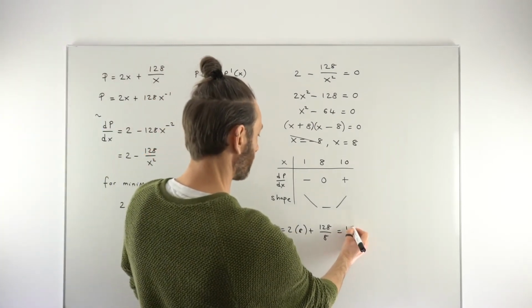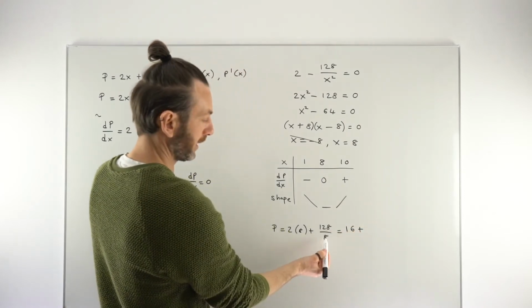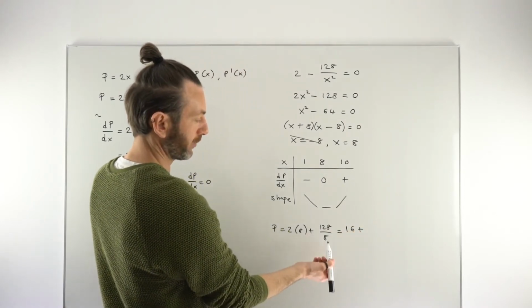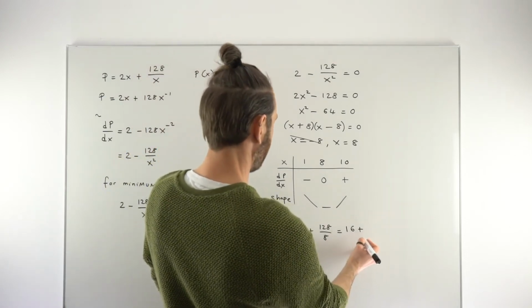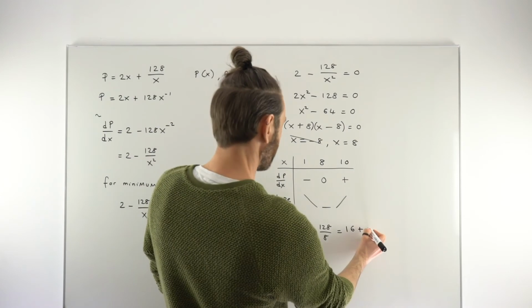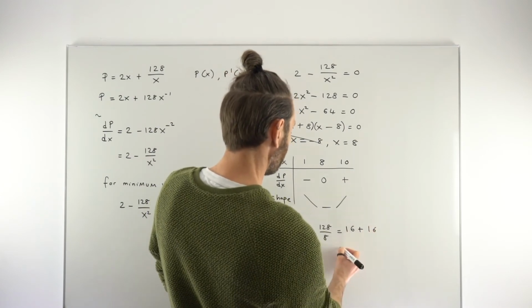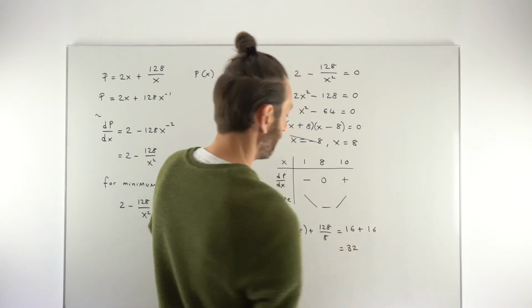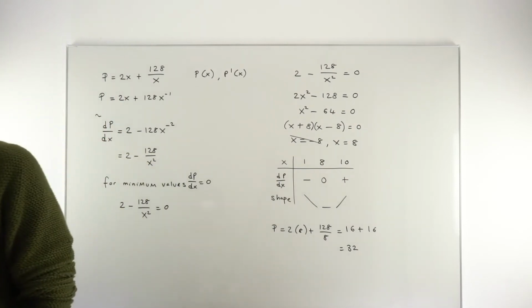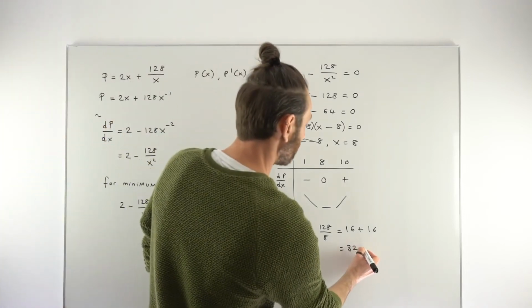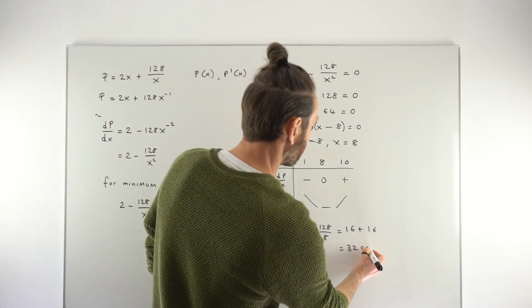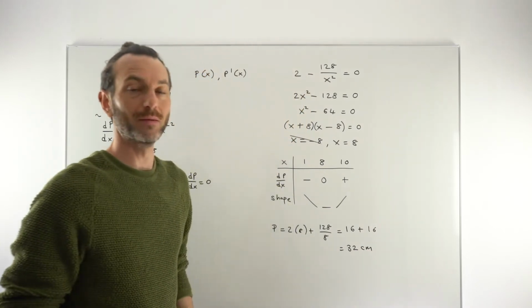So 2 times 8 is 16. 128 divided by 8, well, 10 times 8 is 80, that would leave 48. So 8 times 6 is 48. So it's going to be 10 plus another 6. So it's also going to be 16, I think. So that's going to come out to be 32. And because we're looking for a perimeter, which is a length, we need units, and the perimeter is given in centimeters, so it's going to be 32 centimeters.